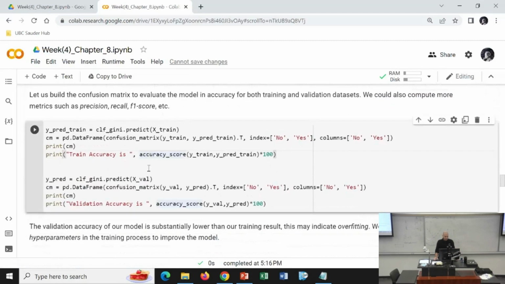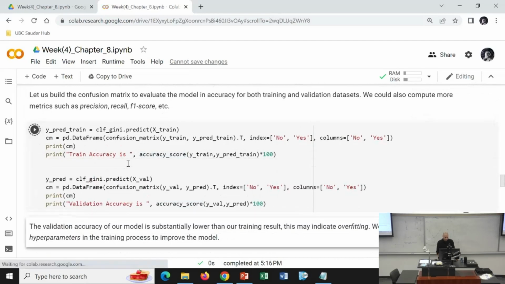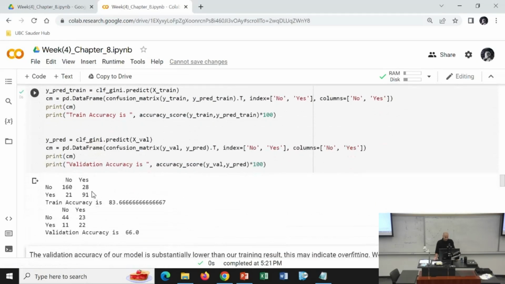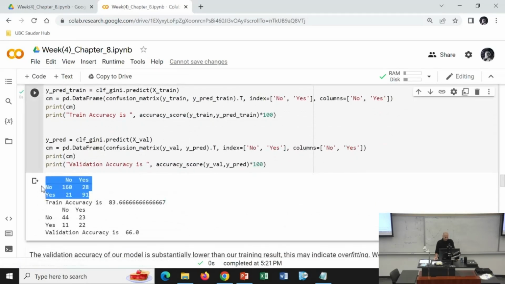So here I'm creating the confusion matrices. So for the training set, the confusion matrix looks like this. For the validation set, the confusion matrix looks like this. The accuracy on the training set is 83%. On the validation set is 66%. So very disappointing. But as I said, decision trees are not famous for good predictions. Actually, their predictions are usually bad.